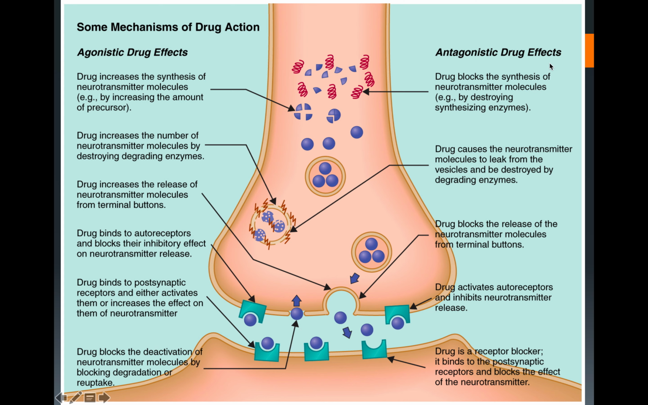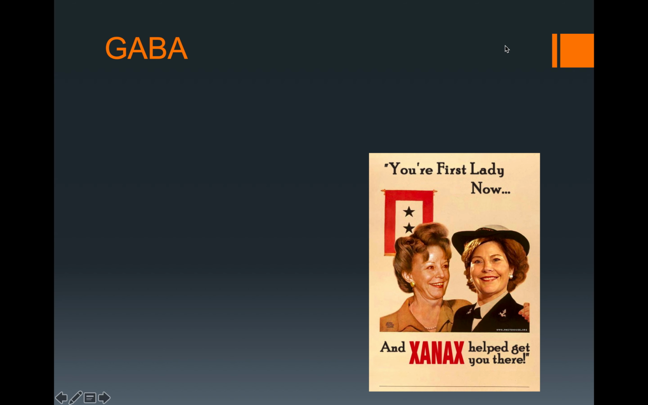Antagonist drugs are going to decrease the effect of the neurotransmitter. They could do this by blocking the synthesis of the neurotransmitter. They could do this by causing them to leak from vesicles or degrading the neurotransmitters more. They could block the release from the terminal button. They could bind to autoreceptors and activate them to inhibit future release. They could bind to a postsynaptic receptor and not activate it, so they're blocking another neurotransmitter from binding there. So agonists increase the release and the effects, antagonists decrease the effects.